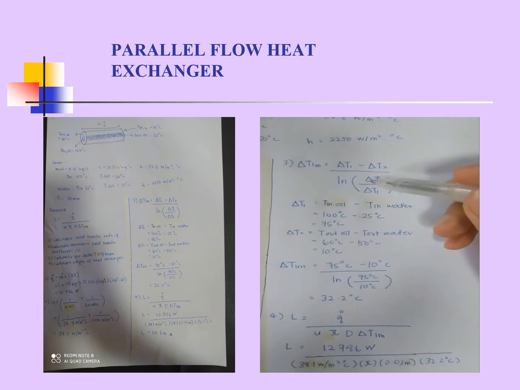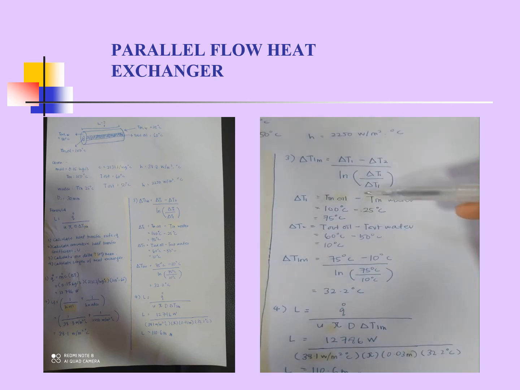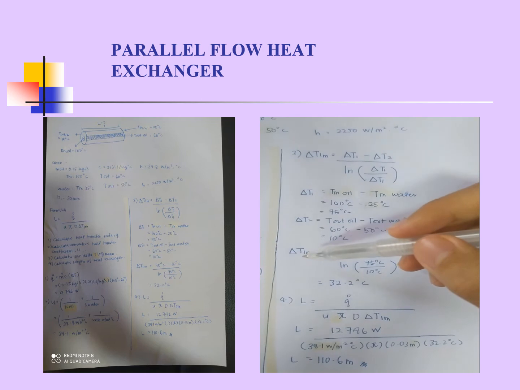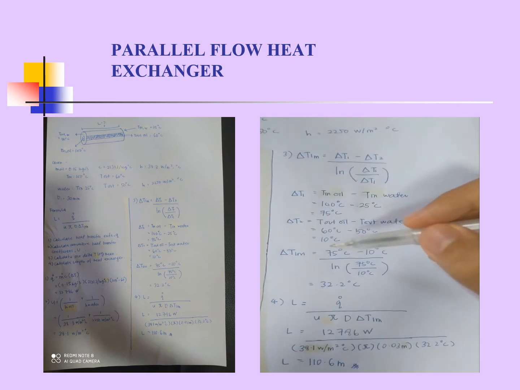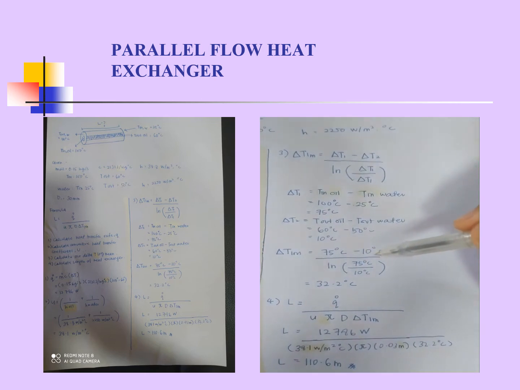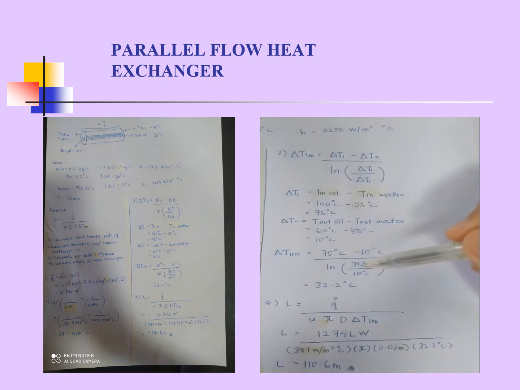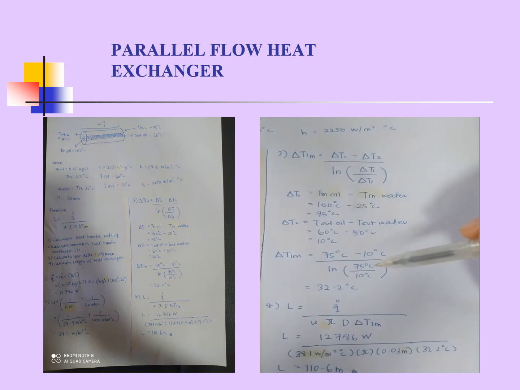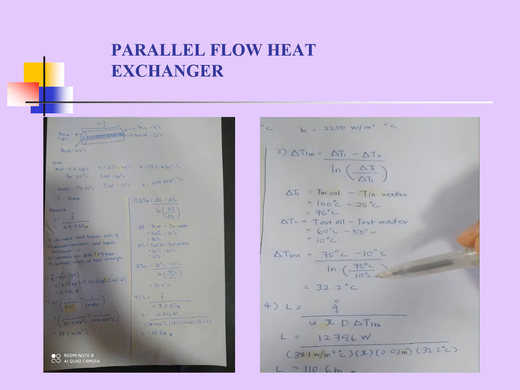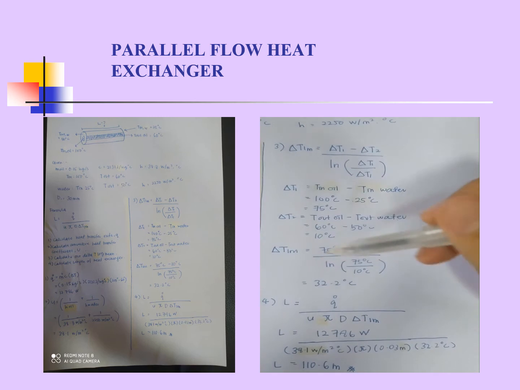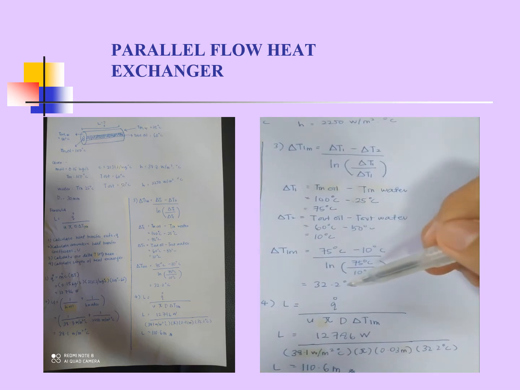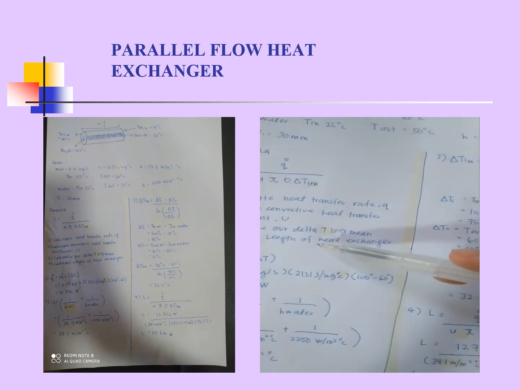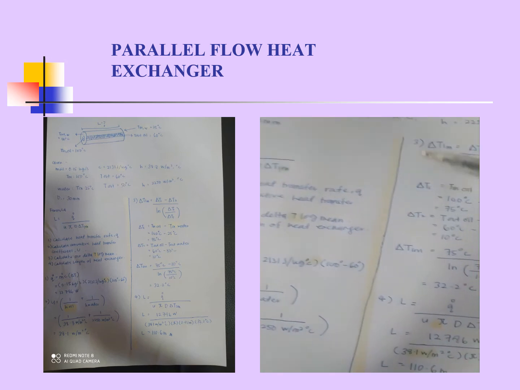Now we can put this answer in the formula. So delta T log mean equals 75 degrees Celsius minus 10 degrees Celsius divided by natural log 75 degrees Celsius divided by 10 degrees Celsius, and the answer is 32.2 degrees Celsius. Okay, the last one is calculate the length of the heat exchanger.